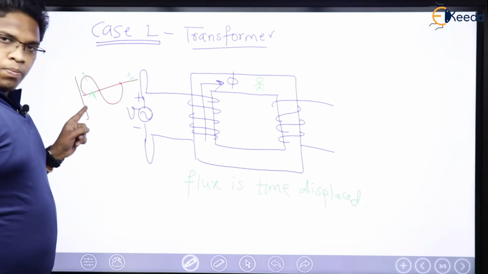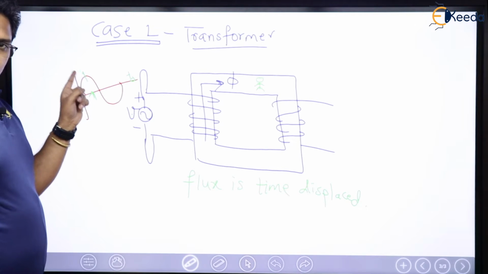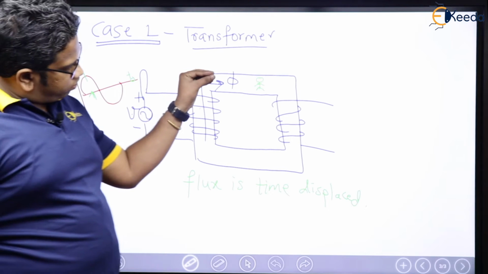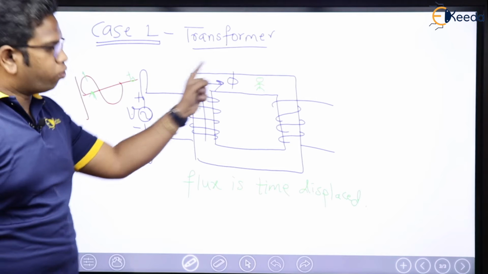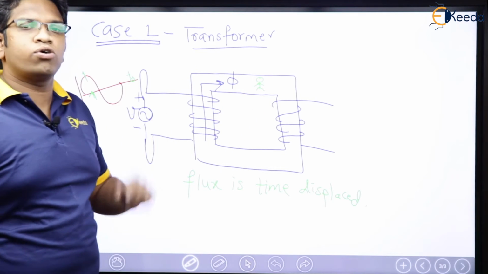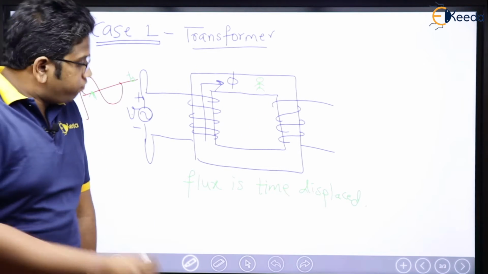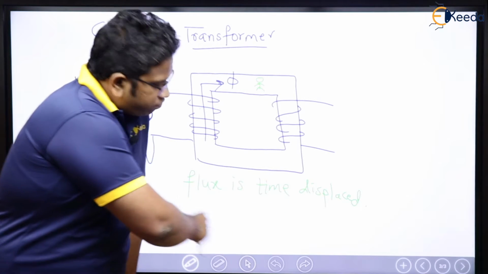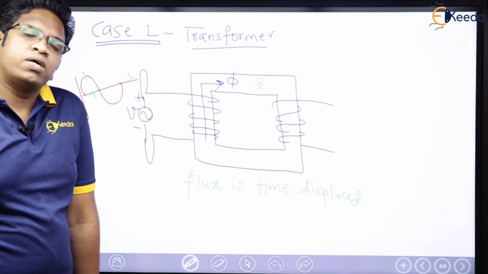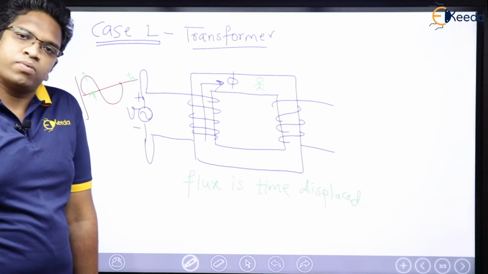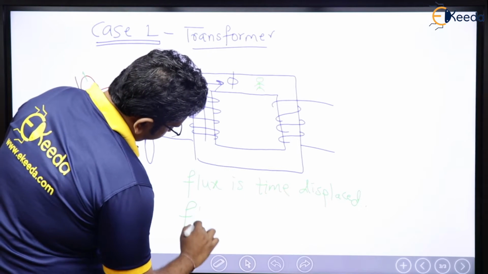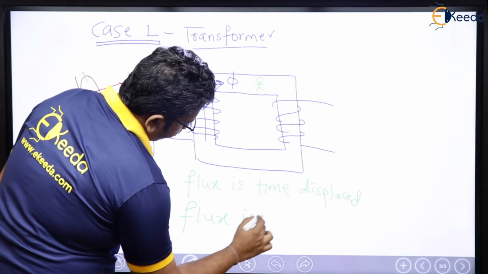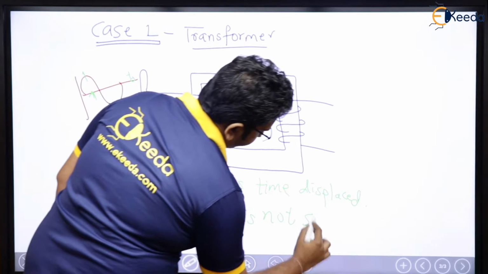Again, I stop time here. Flux is going to be positive maximum. Now I traveled through this core and I saw that everywhere the flux is going to be positive maximum. The moment flux is positive maximum everywhere, it means it is not space displaced. Then, right? So, can I say that here flux is not space displaced?